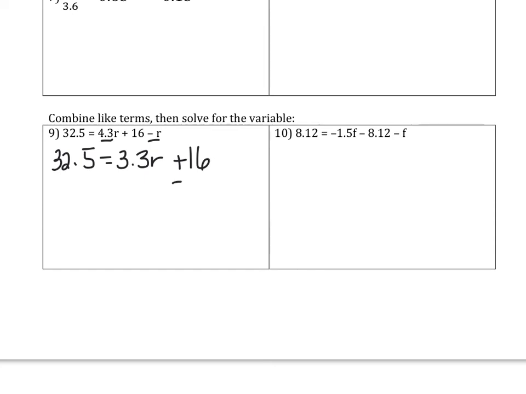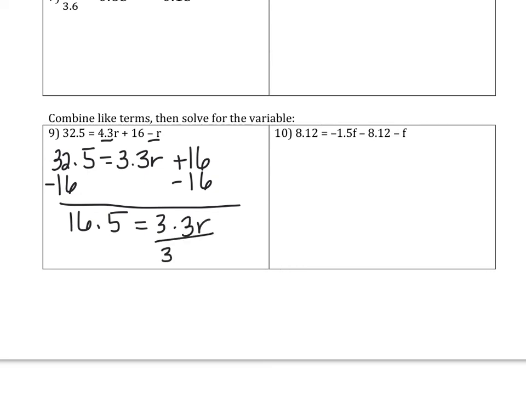Now this looks more like equations that you're used to. So we just do the same thing that we've been doing. Subtract 16 from both sides. And you get 16.5 equals 3.3r. Divide both sides by 3.3. And you get r equals 5.